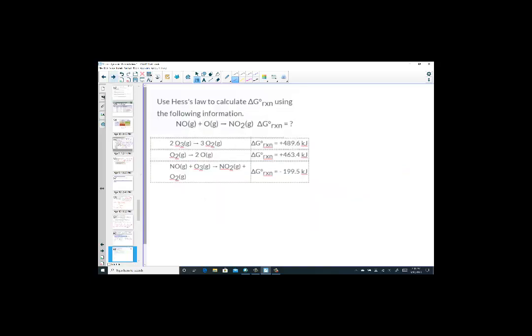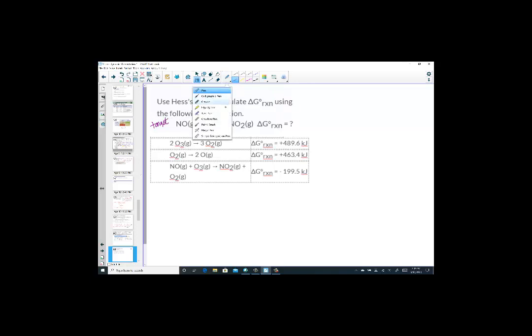Oh, here's a problem from our practice quiz. So this is just an old test question. You may find this on your test. It's in the test bank. We're being asked to calculate the delta G of the following reaction. So this is what I call my target equation: NO as a gas with the atom of oxygen forming NO2 gas. What is the delta G for that reaction?